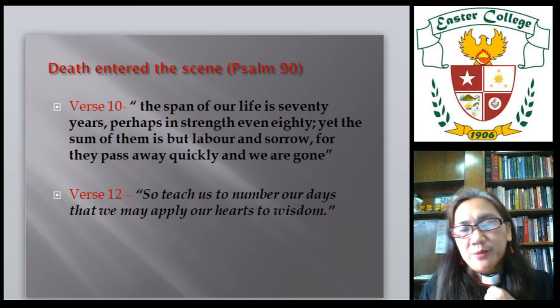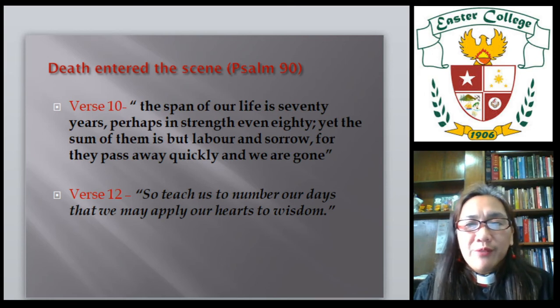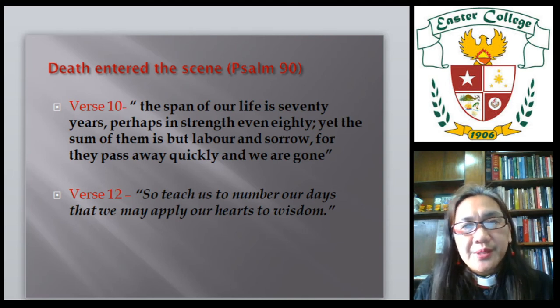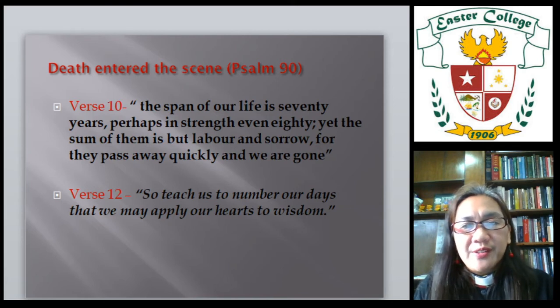This is one of my favorite psalms, Psalm 90, aside from, of course, Psalm 23. Verse 10 of Psalm 90 would tell us, or the psalmist has this reflection: The span of our life is 70 years, perhaps in strength even 80. Yet the sum of them is but labor and sorrow, for they pass away quickly and we are gone.